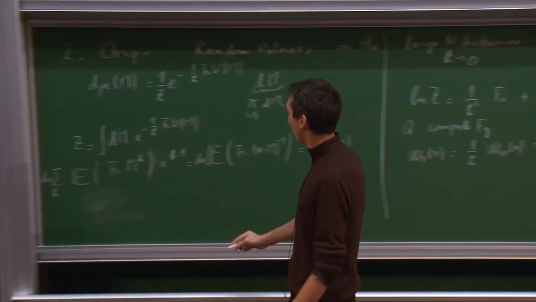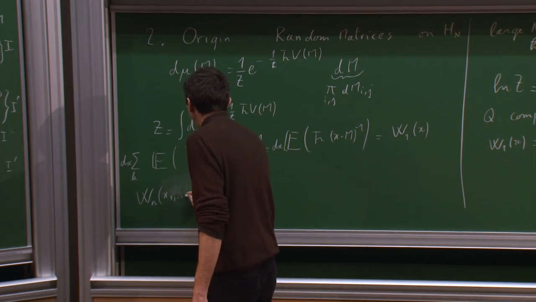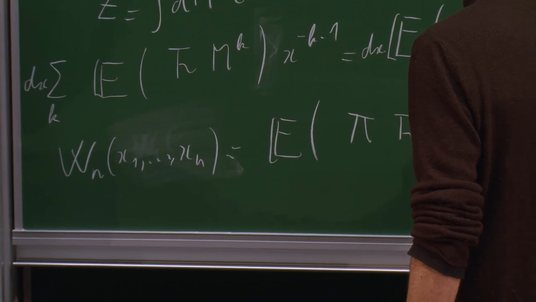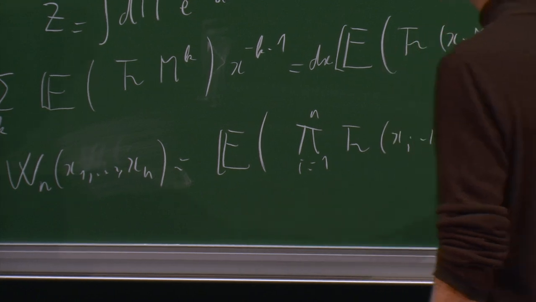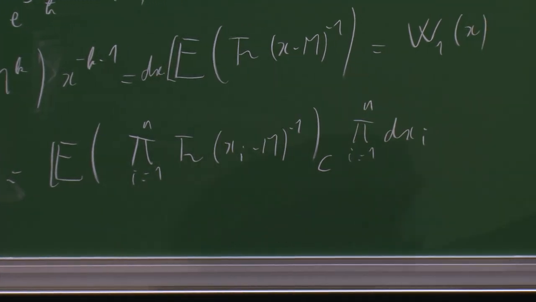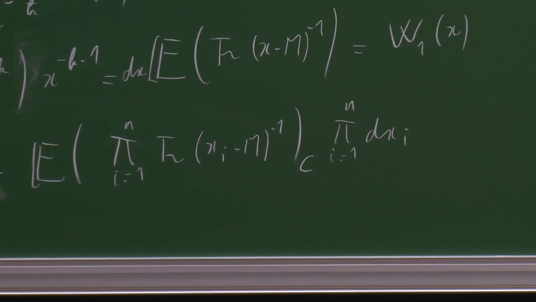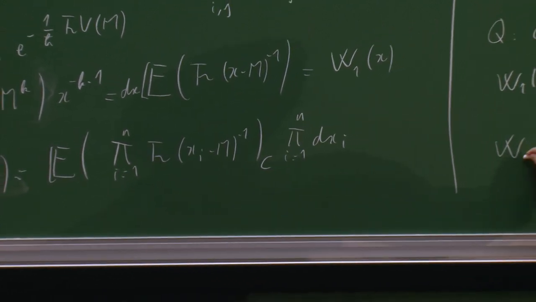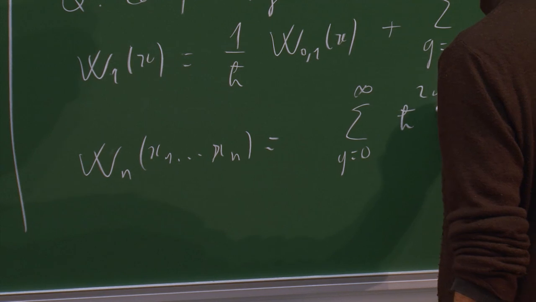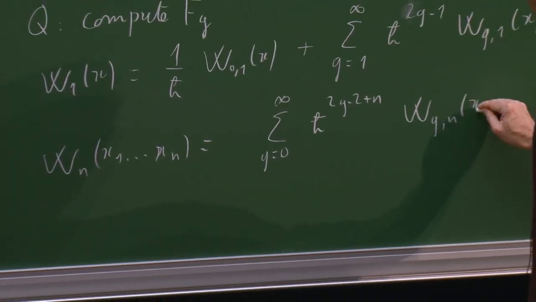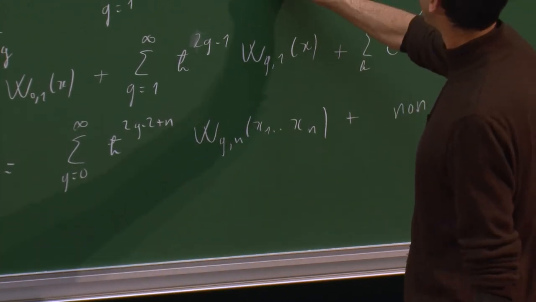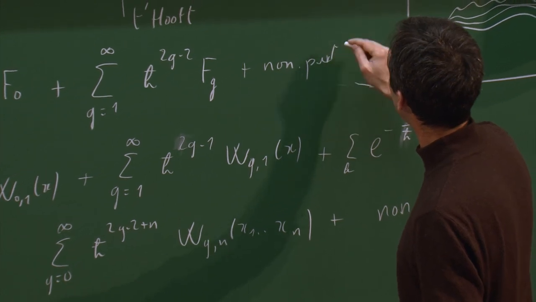Okay, and in general, you could also define Wn of x1 to xn to be the expectation value of a product of traces of (xi minus M) to the minus 1, i equals 1 to n. You take the cumulant and multiply by the product of dxi's to make it an n-form, a symmetric n-form. So it's really a tensor product. And again, you want to compute that Wn of x1 to xn. You would like to write it as a sum from g equals 0 to infinity of h bar to the 2g minus 2 plus n, Wgn of x1 to xn, plus a non-perturbative part. So here also you have a non-perturbative part.